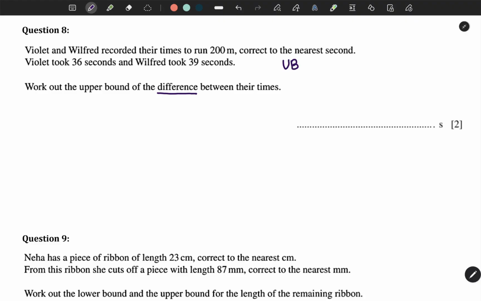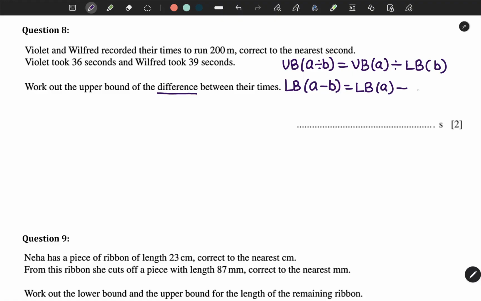Finding the upper bound of the difference, let's assume A and B, will be upper bound of A minus lower bound of B. And for division, it's the same thing. For lower bound of A minus B, or for division, we will be having lower bound of A minus upper bound of B. And for division, again the same thing. For addition and multiplication, we don't do the changes.